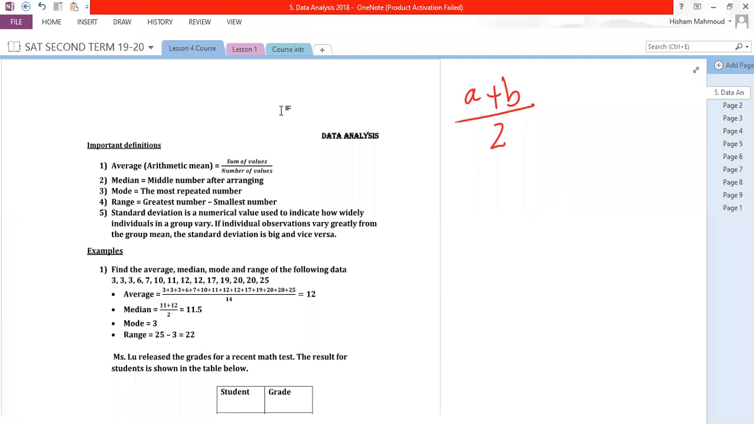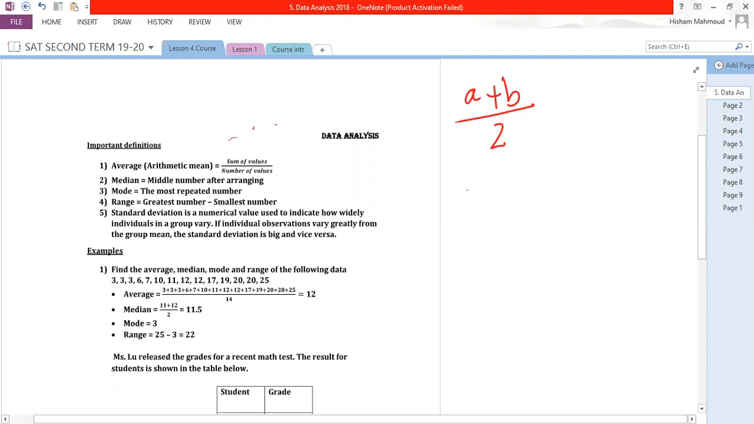So if I wanted to find the average between two values, it's the sum divided by 2. If I want to find the average between three values, it will be the sum divided by 3. So generally, average mean is the sum of the values divided by the number of them. The important part is how to find the sum.